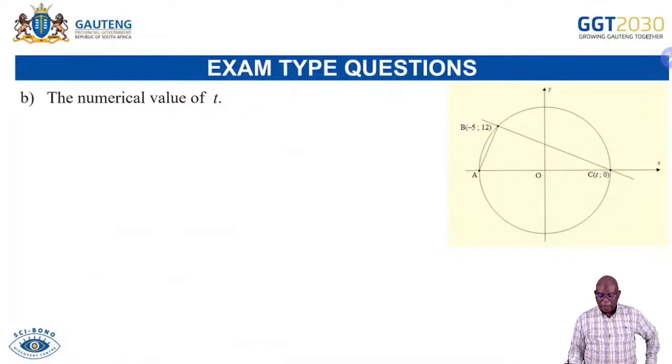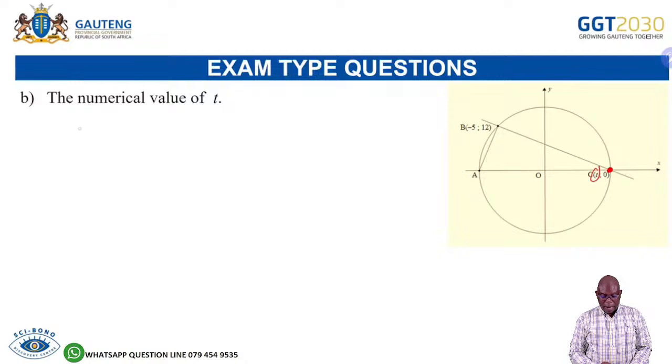Now the next question says, as I said, I'm going to add another question in here. The next question says find the numerical value of t. In other words, we need that value of t. So I know t is on the circle. Not outside, not inside, the point is on the circle. So if it's on the circle, I then substitute, because it's t and 0. I know the equation of the circle is x squared plus y squared equals 169. That's what I know.